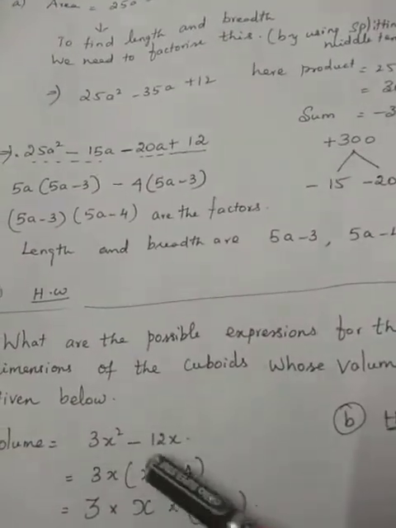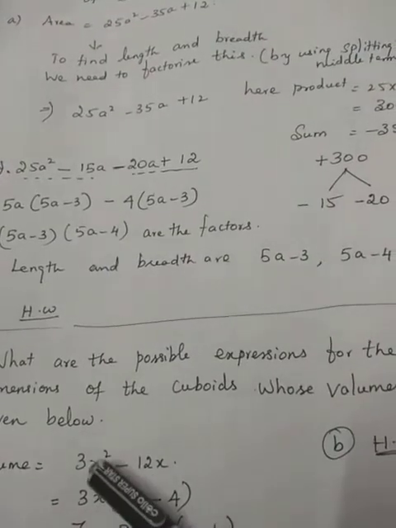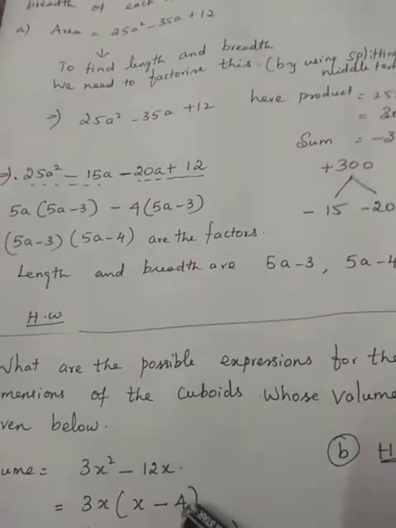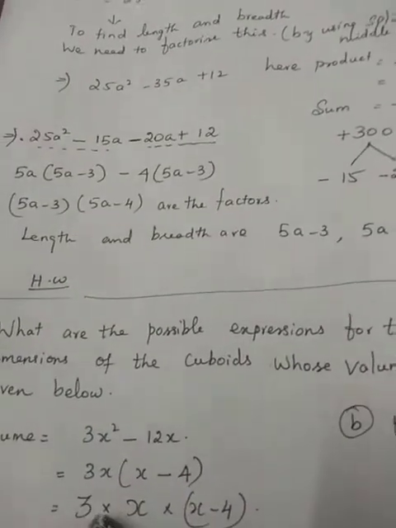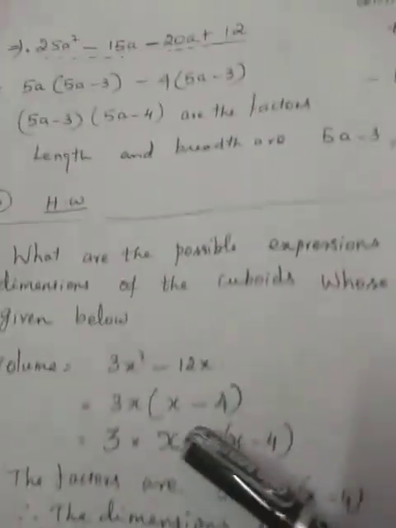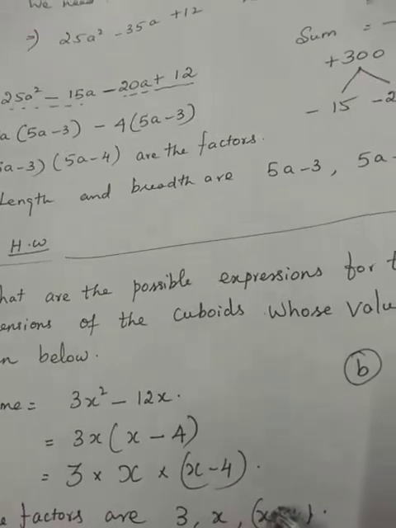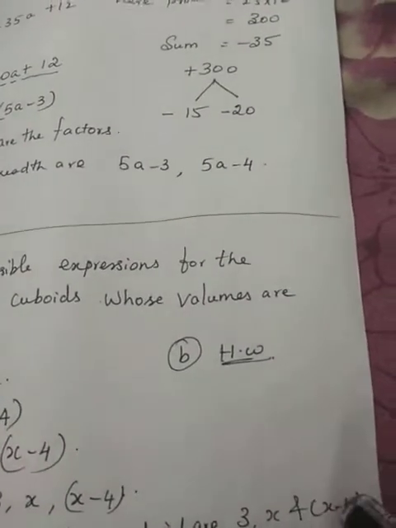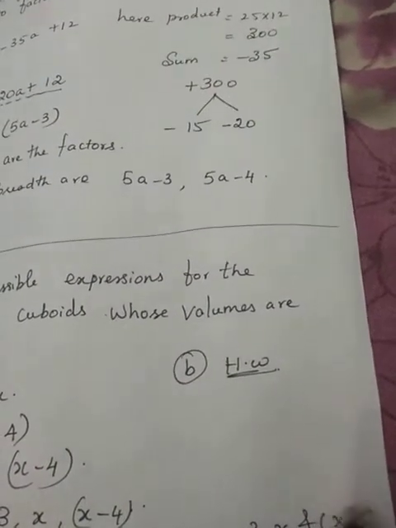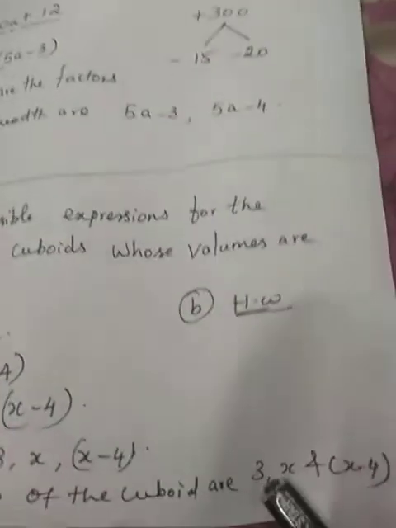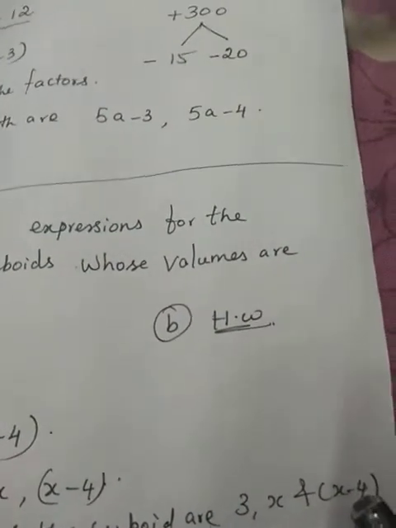You can take the common term outside here, which is 3x. When you take 3x outside, here is x, and here is minus 4. So this can be written as 3 into x into x minus 4. So the factors are 3, x, and x minus 4. Put the commas properly, we need 3 dimensions. So 3 is one dimension, x is another dimension, and x minus 4 is the third dimension of the cuboid.